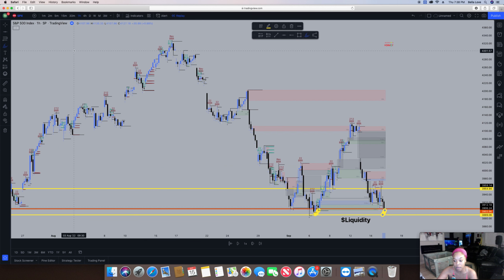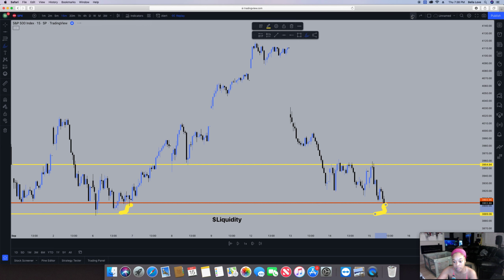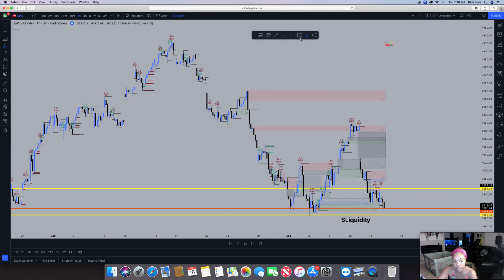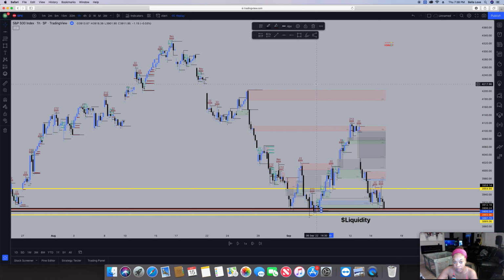Going back to the 1-hour chart, this is also what I seen. I seen a support level. So deleting those. Going back to the 1-hour chart, I seen a support level here. So I marked it and I made it green because I knew that it could from there then bounce to the upside.